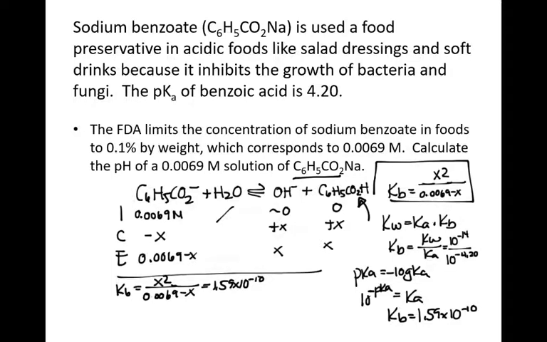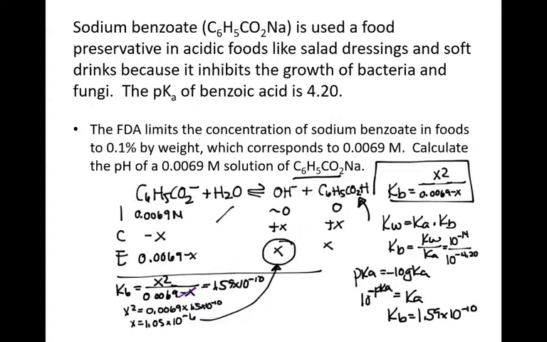So if we assume that 0.0069 minus x is about equal to 0.0069, then we see that x squared equals 0.0069 times Kb, 1.59 times 10 to the minus 10. And so that means that x equals 1.05 times 10 to the minus 6. And as we expected, our assumption is valid. So that x value equals the OH minus concentration.